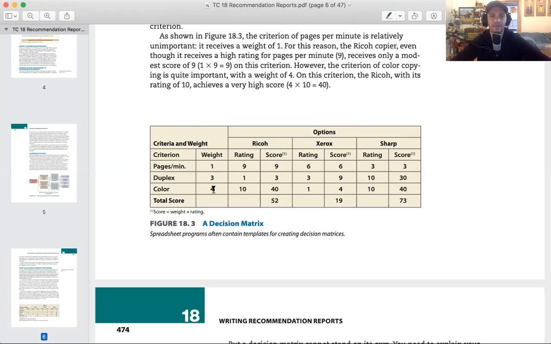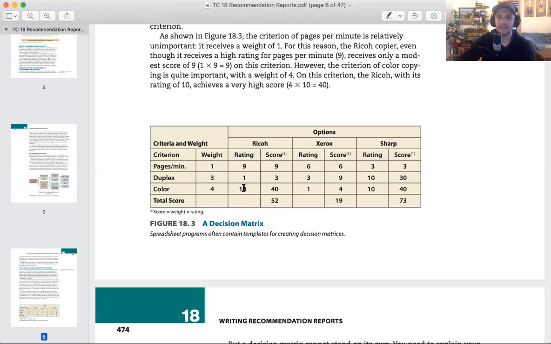And so here they've weighted color as the most important thing. So for whatever reason, their office here for this printer, they need a color printer. That's the most important thing. The second most important is duplex printing. And then the least important is how fast it prints. So it really doesn't have to be too fast. The rating score here seems to be out of 10. They don't tell us. I guess it's something that we just kind of assume.